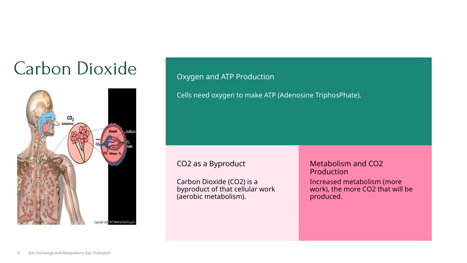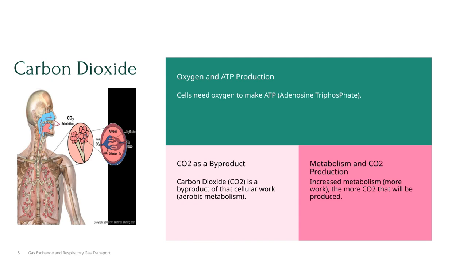Let's talk about how gas exchange and respiratory gas transport relate to oxygen and ATP production. Cells need oxygen to produce ATP, which is the energy currency of our body. Think of it as the fuel our cells run on. Without oxygen, they can't generate the energy they require for all their functions.